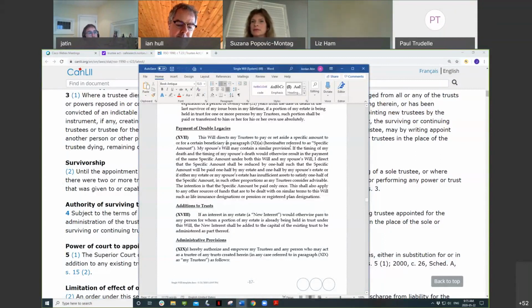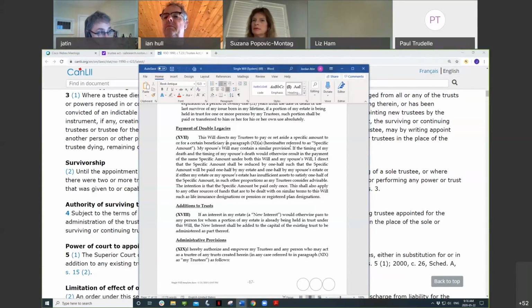clauses in your will. It's the double legacy problem where both spouses have the same legacy in their will, and if they die close to one another or at the same time, then you're going to end up having to pay these same amounts twice under the two wills. And so this is a clause that one should consider including if you've got matching gifts, legacies.